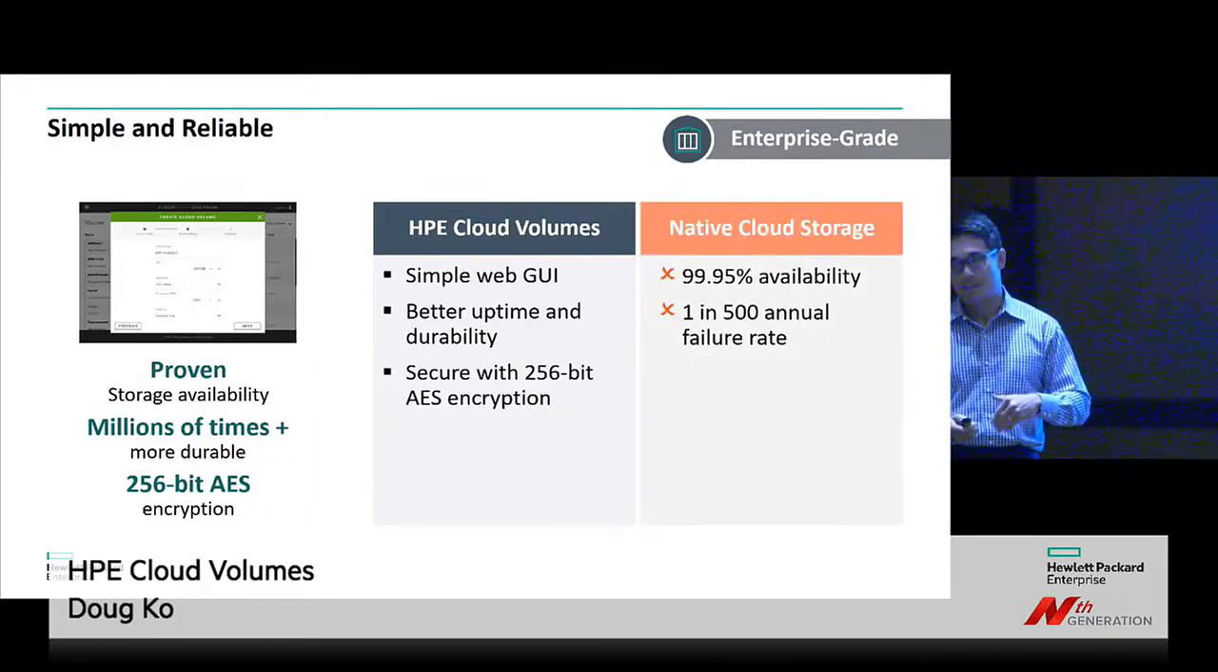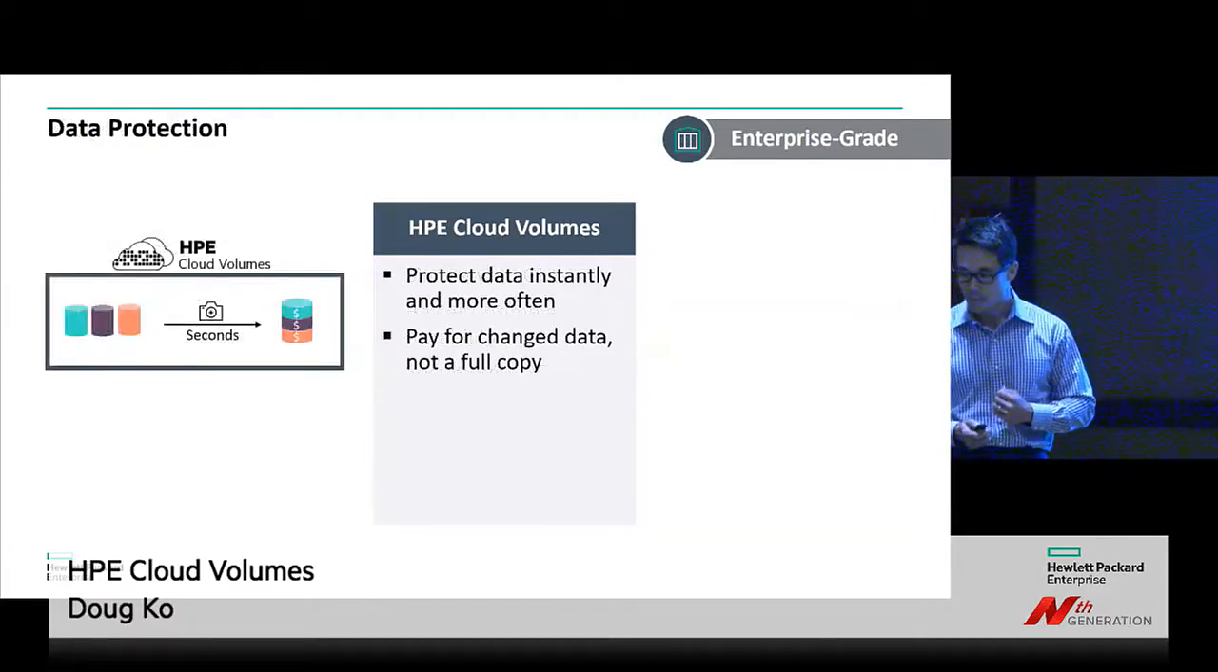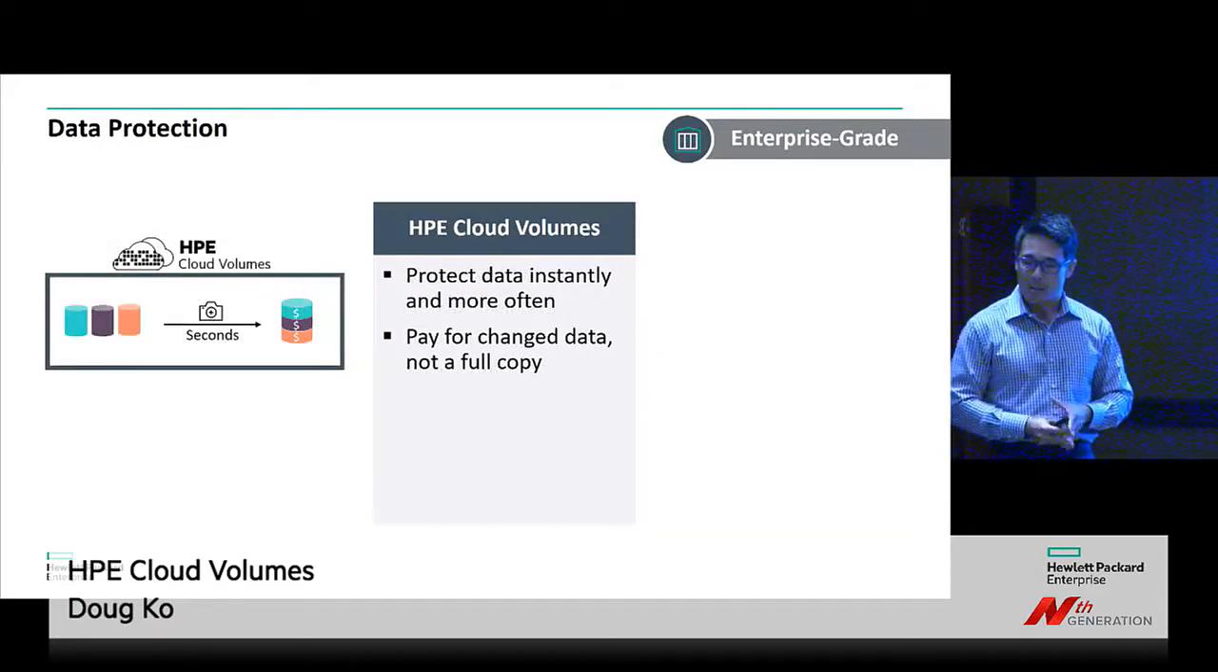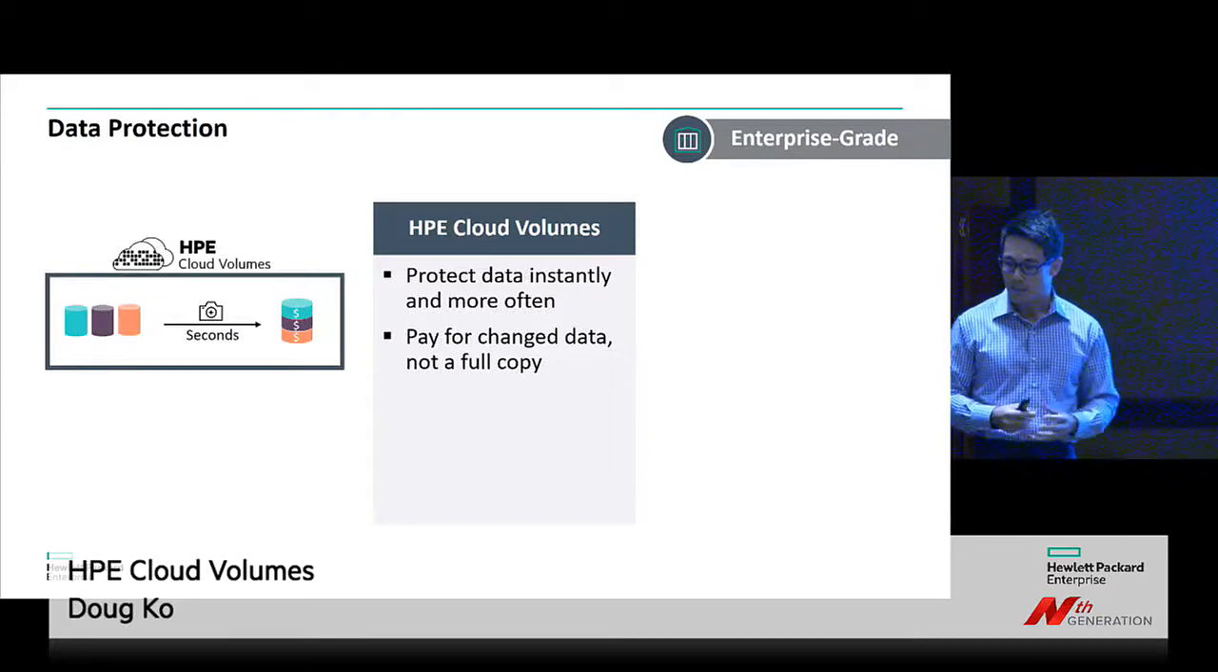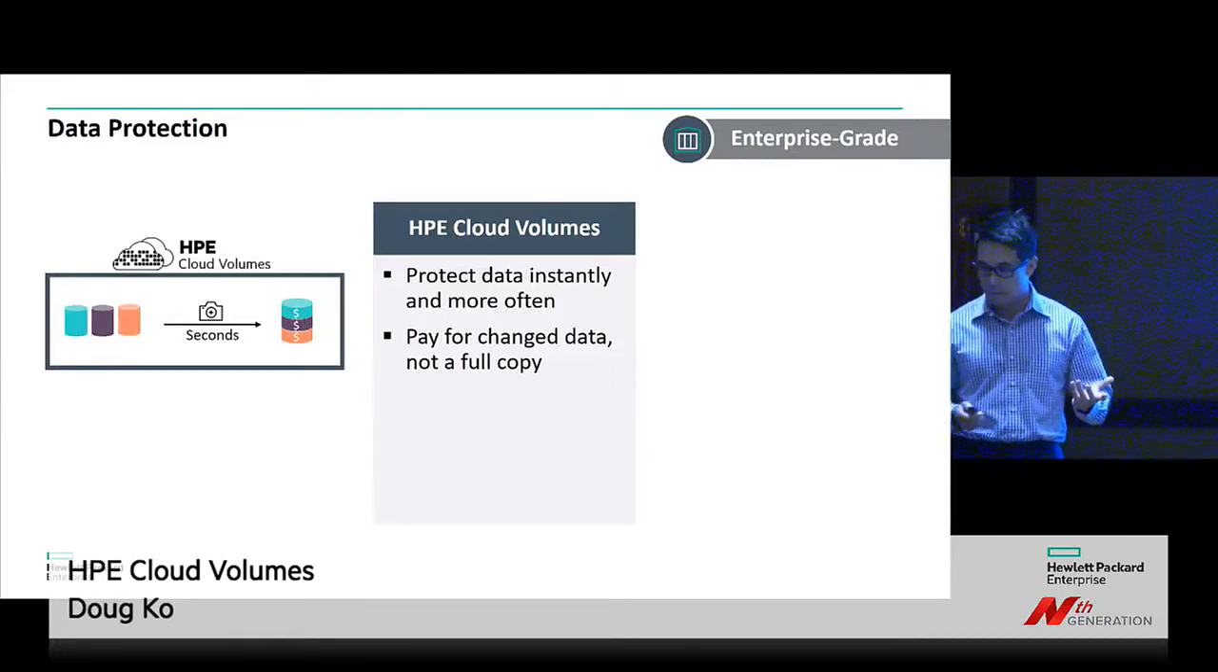If you look at what's in the cloud today, right, with EBS or Azure, you're looking at 99.95 availability and a 1 in 500 failure rate. Data protection. So, one of the things we're bringing with Cloud Volumes is the ability to do instant snapshots and clones. So with instant snapshots, we're able to, again, do copies and backup of data within seconds.